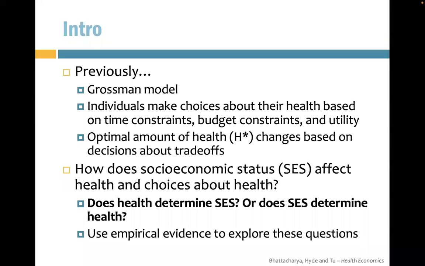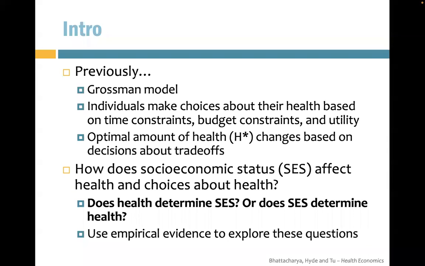In the previous chapter, we talked about the Grossman model. The Grossman model says that individuals make choices about their health based on time constraints, budget constraints, and their utility function. At the end, everyone chooses their optimal amount of health, which is noted as H star. And H star changes based on all the decisions about these trade-offs.